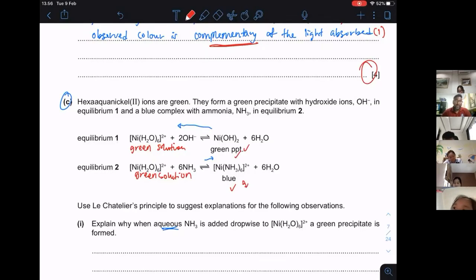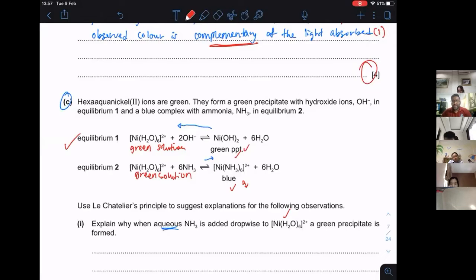Now use the LCP principle to suggest explanations for the following observation. We need to explain why when we add aqueous ammonia dropwise to this hexa aqua nickel ion, a green precipitate is formed. So please look at which equation we want to use. We want to use equilibrium number 1. I want to say why, when I add it dropwise, a green precipitate is formed. Why I am not using equilibrium 2, there is a reason.